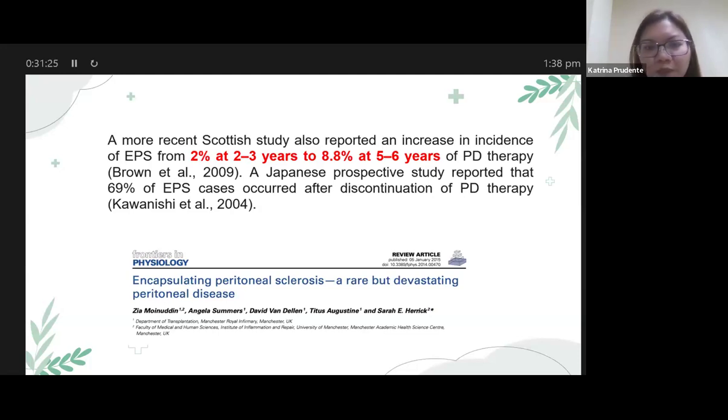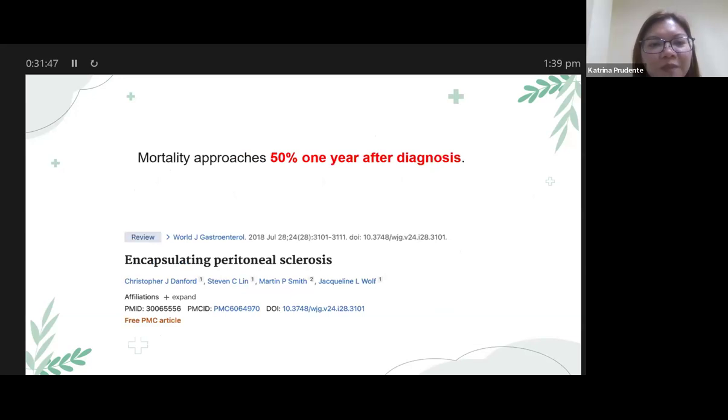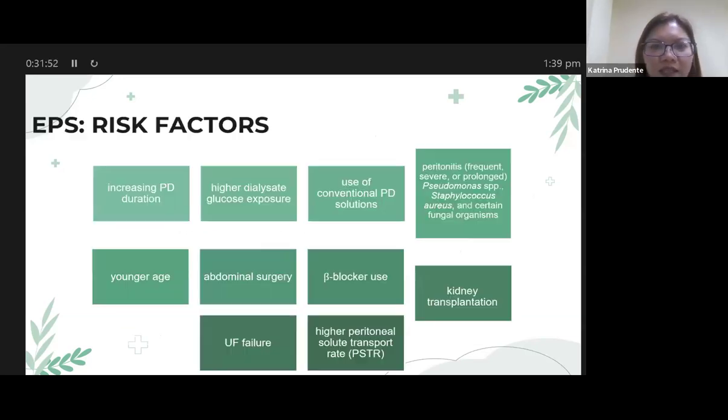And also, a Japanese prospective study reported that 69% of EPS cases occurred after the discontinuation of PD therapy. So if you can remember, this patient was put on temporary HD due to the PD peritonitis, which resulted in PD catheter removal. So this may have also contributed to the occurrence of EPS for this particular patient. Mortality for EPS approaches 50% at 1 year after the diagnosis, and the risk factors are as follows.